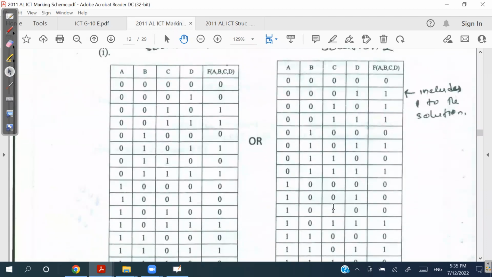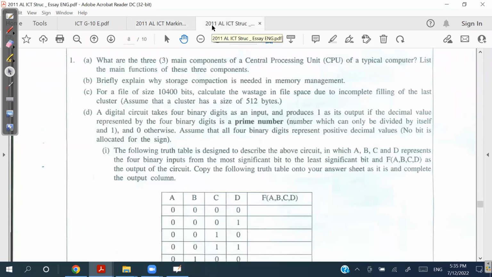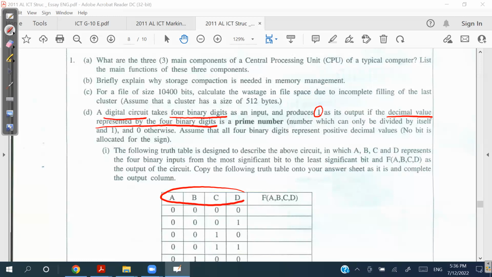Then we are moving to part D, which is the traditional gates question, right? So in that question, they say there's a digital circuit which takes 4 binary digits as an input and produces 1 as its output if the decimal value represented by the 4 binary digits is a prime number. That means we have to figure out the decimal value represented by the 4 binary digits. So these are the 4 binary digits.